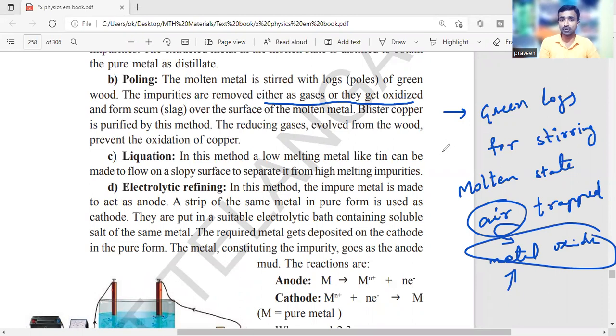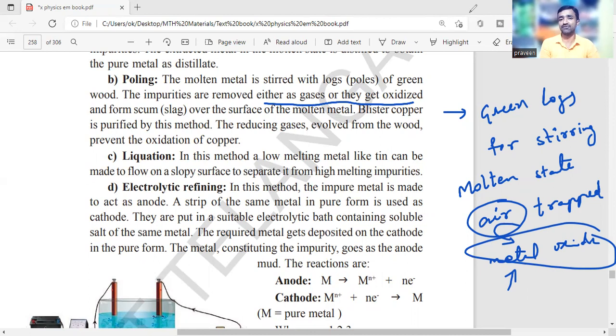So blister copper is purified in this method. Reducing gases evolved from the wood prevent the oxidation of copper. They are not allowing the material to oxidize here; they can be reduced in this process. So this is about poling. Here the impurities get oxidized and remain as a scum called slag. That impurity available in the liquid form is called slag here. Molten state impurities, right? Called slag here. So that can be removed in this process, as it reaches the surface and can be separated.